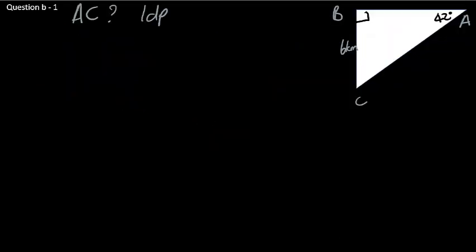Now we're going to answer question B. Question B says solve for AC to 1 decimal place. All right, so AC is this one, which is adjacent. And I have got, oh, I am wrong.